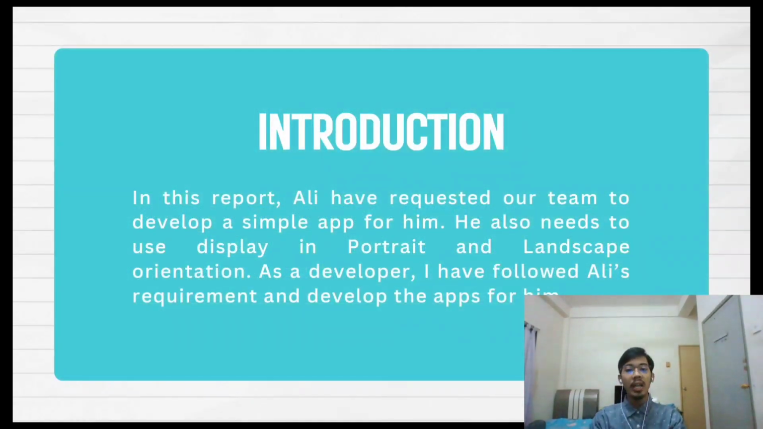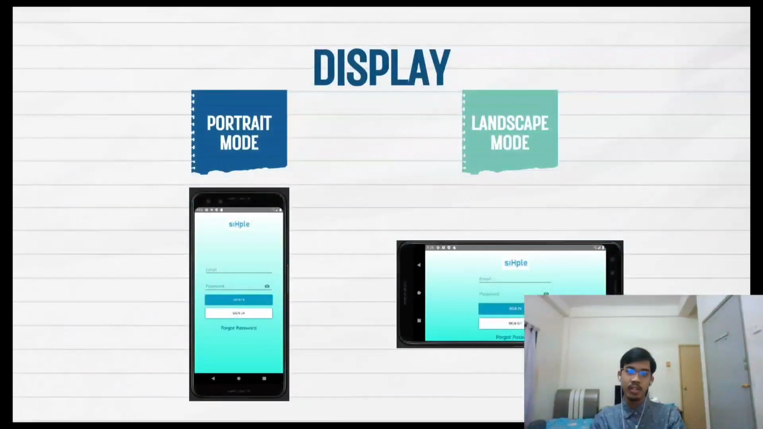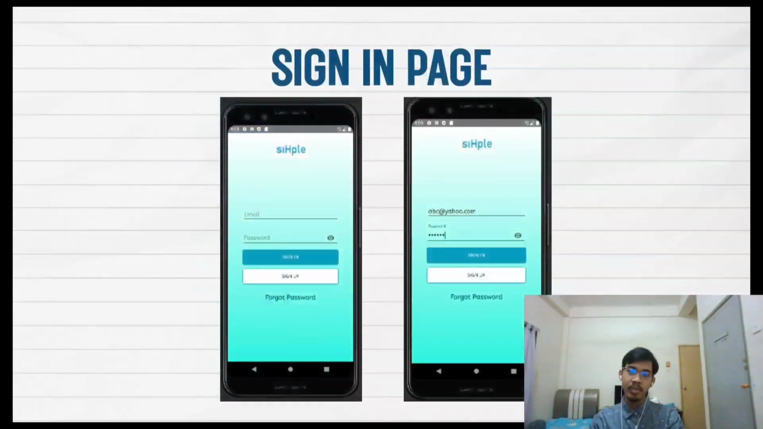So in this report, Ali has requested our team to develop a simple app for him. He also needs it to display in portrait and landscape orientation. As a developer, I followed Ali's requirements and developed the app for him. So here is how it will be seen in the portrait and the landscape mode. Moving on to the next, the sign-in page.